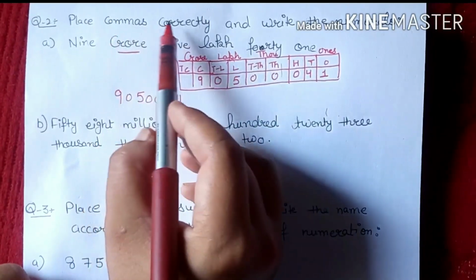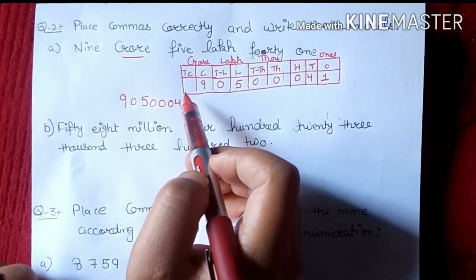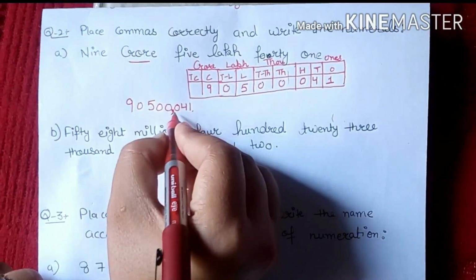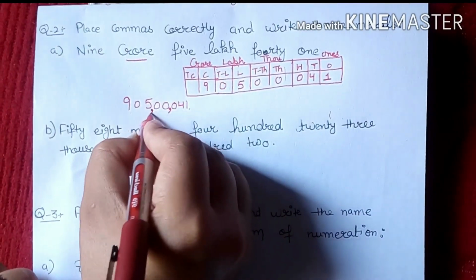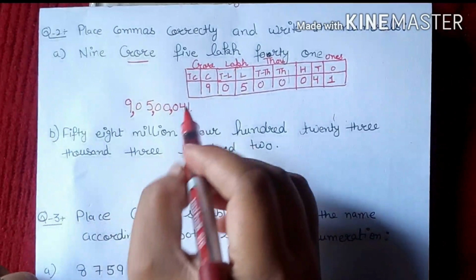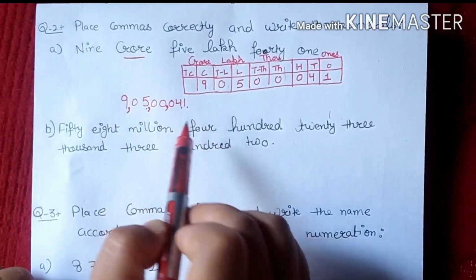Now we have to put the commas according to the Indian number system. So in the Indian number system, we group the numbers from the right in a group of 3 numbers, then in 2 numbers, then in 2. So this is the answer for this question, 9 crore 5 lakh 41.